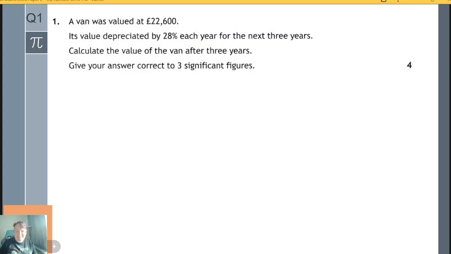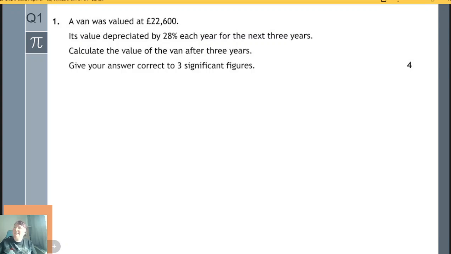Calculator. We have got a van valued at £22,600. Its value depreciated by 28% each year for the next 3 years. Calculate the value of the van after 3 years and give your answer correct to 3 significant figures. Got quite a bit going on here.